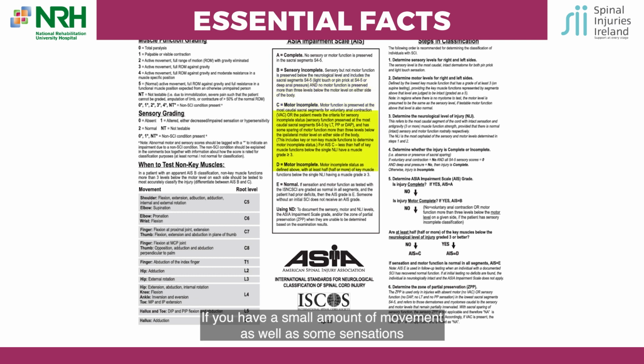If you have a small amount of movement as well as some sensations around your back passage, then it is called an ASIA impairment scale C injury. If you have a moderate or large amount of movement and sensation, then it is an ASIA impairment scale D injury. Finally, if there is full recovery of all movement and sensation, this is an ASIA impairment scale E injury. We rarely see ASIA impairment scale E injuries in rehabilitation.